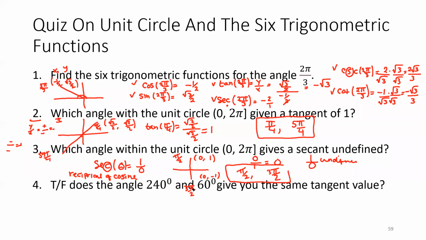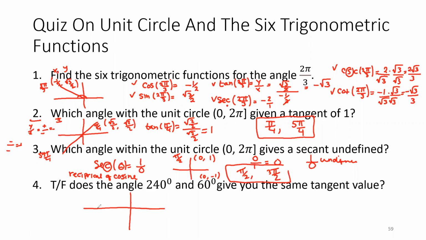Good. Okay, let's do the last one. So number 4 is a true or false question. True or false: the angles of 240 degrees and 60 degrees give you the same tangent value. So let's figure it out. Let's just put it in the unit circle.